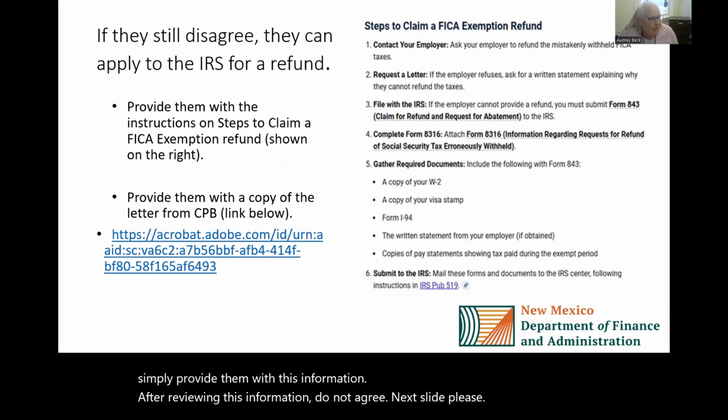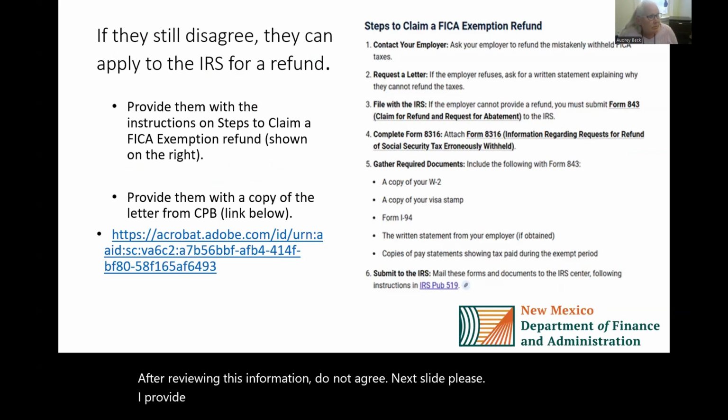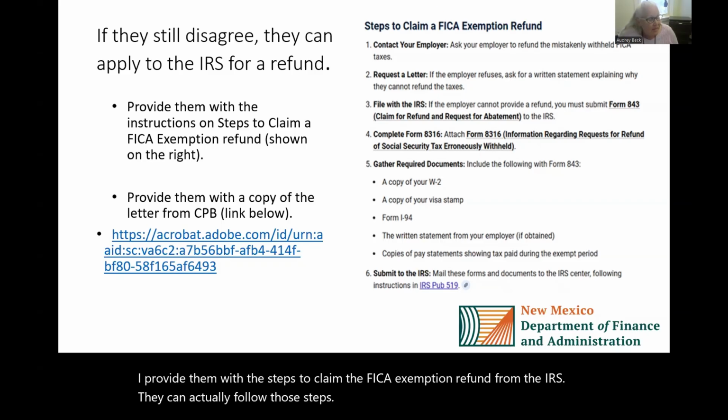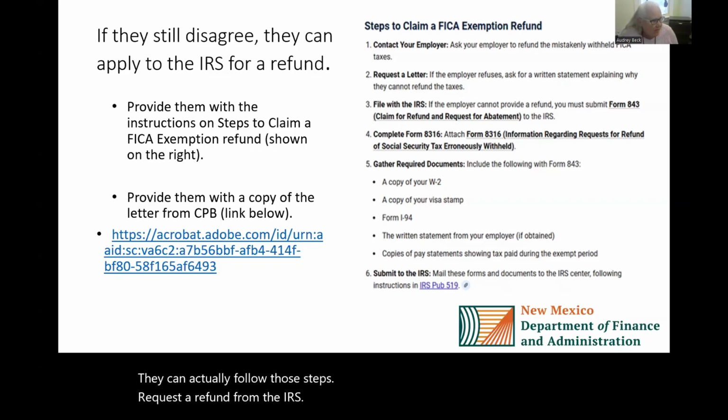I provide them with the steps to claim the FICA exemption refund from the IRS. They can actually follow those steps to request a refund from the IRS, and there is a link there that will provide them with a letter from Central Payroll explaining the state's position that they will need to attach to that request. So, I provide them with the information and I let the IRS make the determining decision.